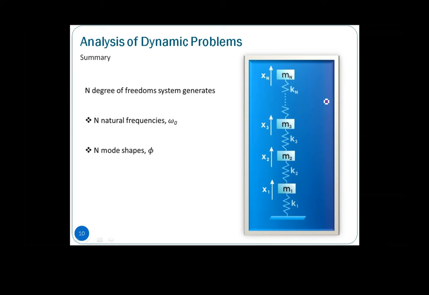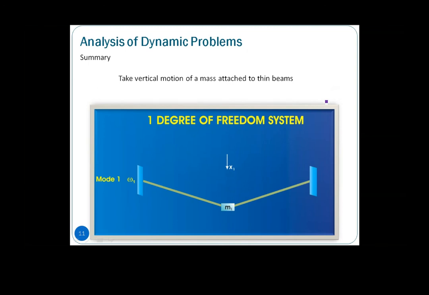Similarly, if you treat it as a continuous system and then discretize it into n nodes or n elements, you will be analyzing your problem as multiple degrees of freedom. Here we are saying that if you have 1 degree of freedom, one mass, one node, then the motion is also only one. It can only go up and down, for example. So there is only one natural frequency and one mode shape.